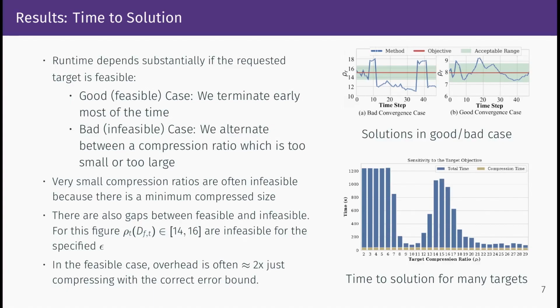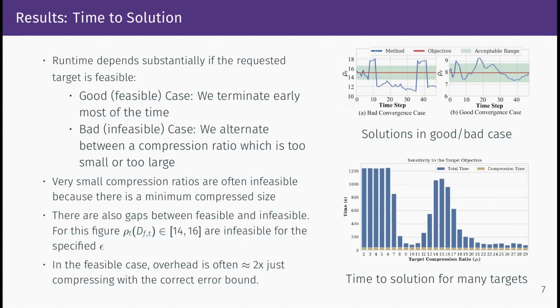Additionally, we see that there are often gaps between what is feasible and infeasible. So in the figure here, if you look at the range between 14 and 16 with high run times, that corresponds to times when we're often in the bad case, where we're often requesting compression ratios that we can't get out of the particular data set with the particular compressor that we're using.